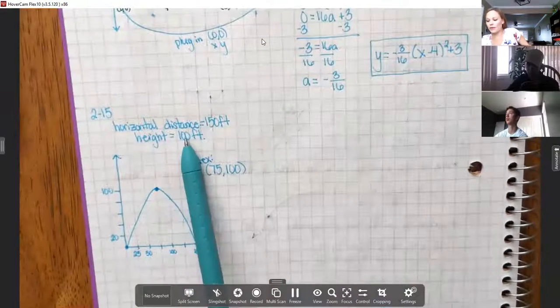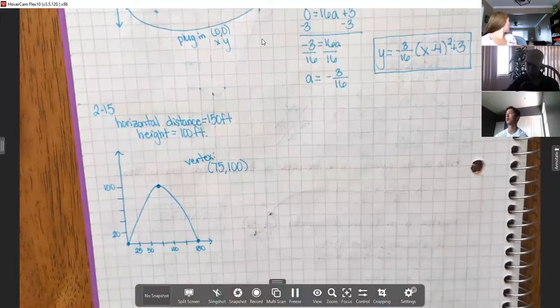Again, the book told us the height was 100. We just had to average them. Go ahead, Dave.